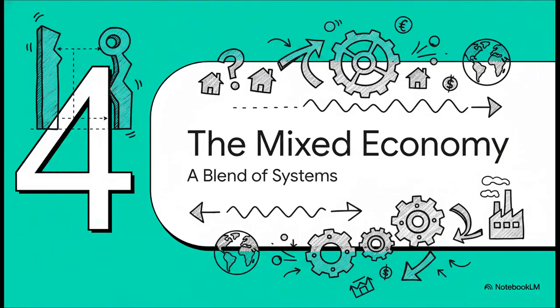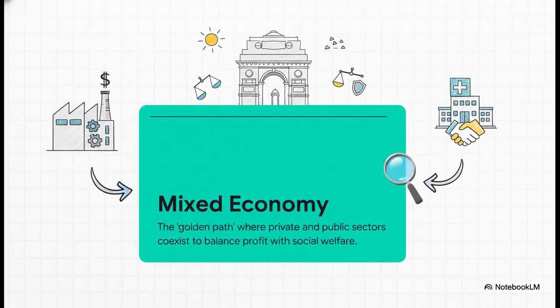Okay, so we've looked at the two theoretical extremes. But what about the real world, the messy reality? Where do most countries actually land on that spectrum? And that brings us to the mixed economy, which is by far the most common system in the world today.